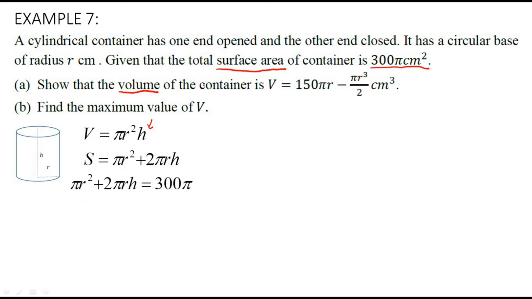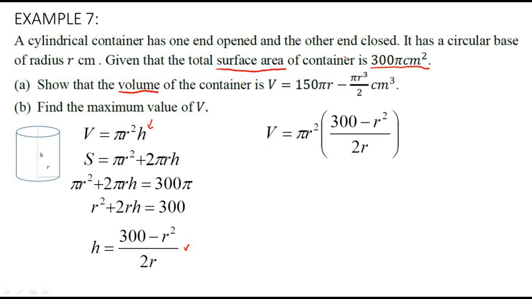Next, the info gives that the surface area is 300π. So I can substitute this and get the equation πr² + 2πrh = 300π. Since we want to eliminate h from the volume equation, we can make h the subject. Rearranging, we get h = (300 − r²)/2r. After that, we just substitute h into our volume equation, so we get πr² times (300 − r²)/2r.